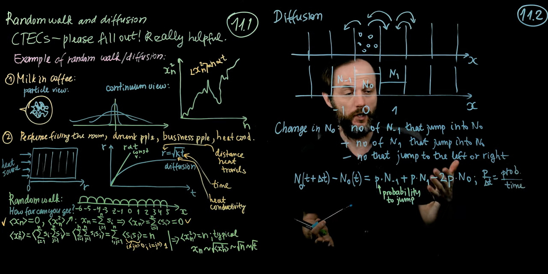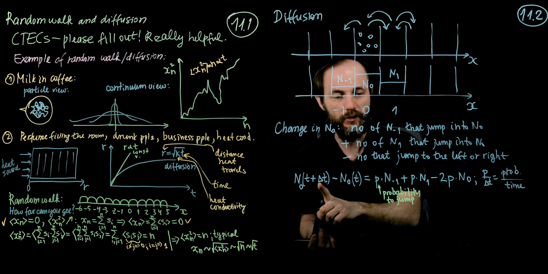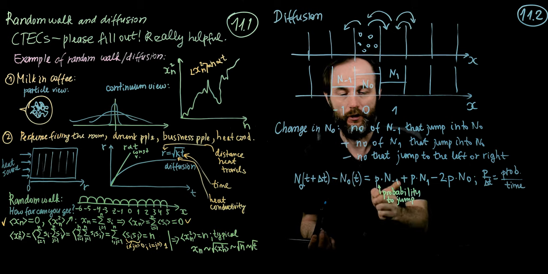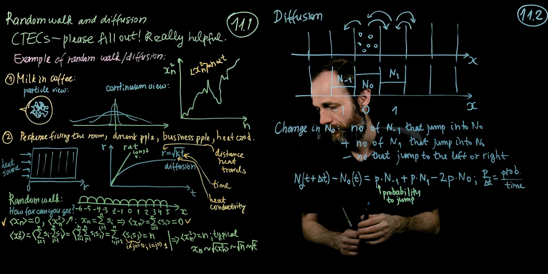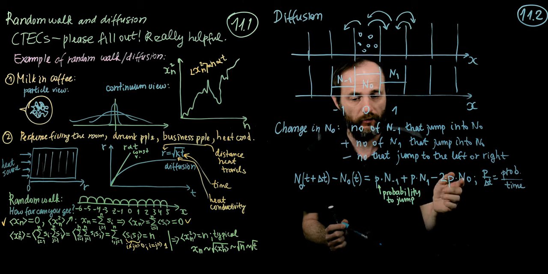Okay, so if we wait for twice as long, the probability will become twice as high. So that's why there is a delta t over here and there is a p over there. The two are related to each other. So now let us try and simplify this.